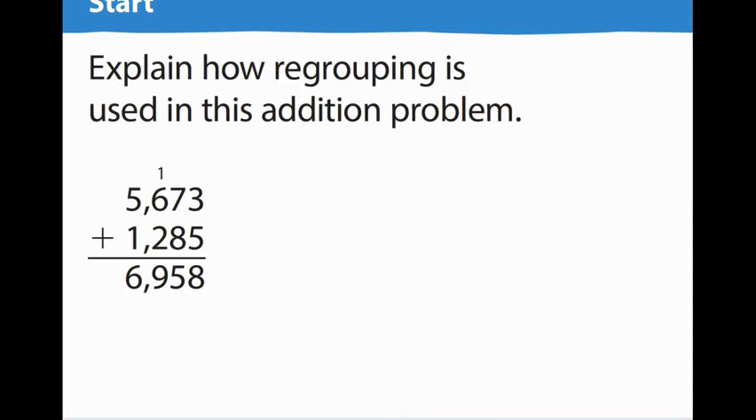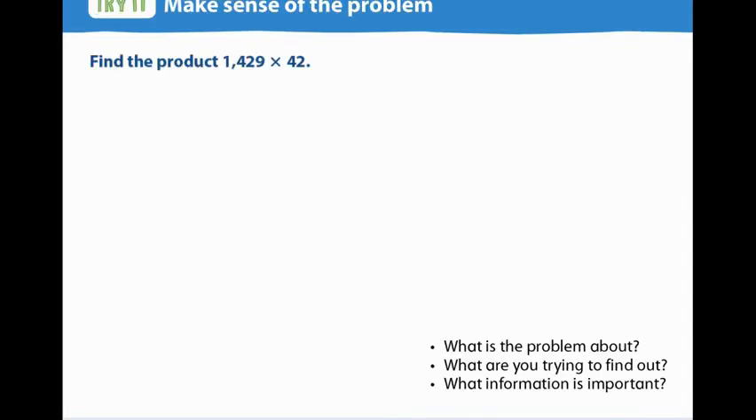All right, let's attack the try it problem. So if you turn to your workbooks to page 65, turn to your workbook page 65. Now, I know this is not a word problem, but we still need to make sense of it. So be thinking about our 3 major questions that we ask when we attack a problem. So number 1, what is the problem about? What are you trying to find out? And what information is important? So I'm going to read the problem.